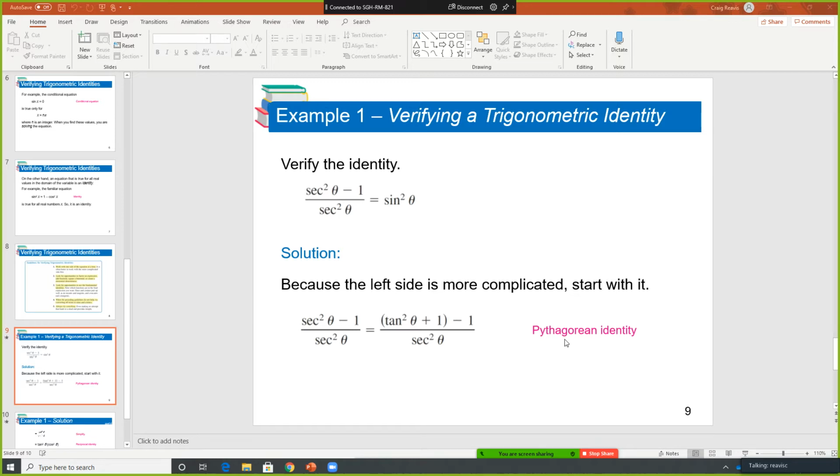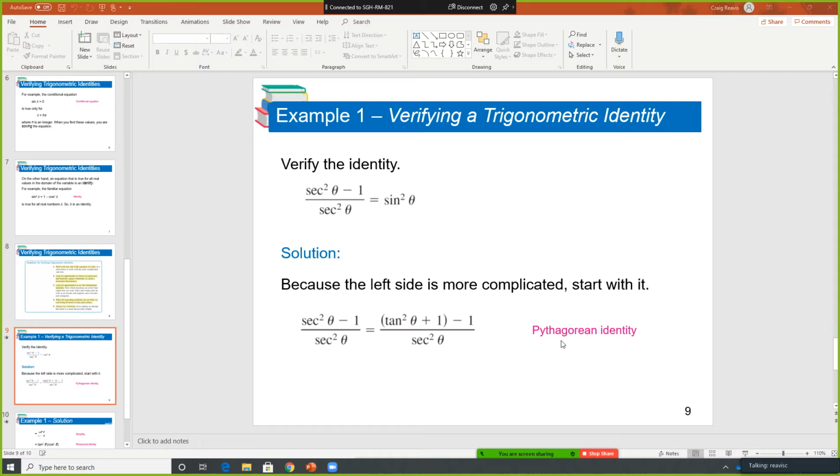So we've got secant squared of theta minus 1 over secant squared of theta equals sine squared of theta. So what we want to do is use these identities, factoring, any kind of thing to prove that these two are equal to each other. All right, so they say because the left side is more complicated, start with it.